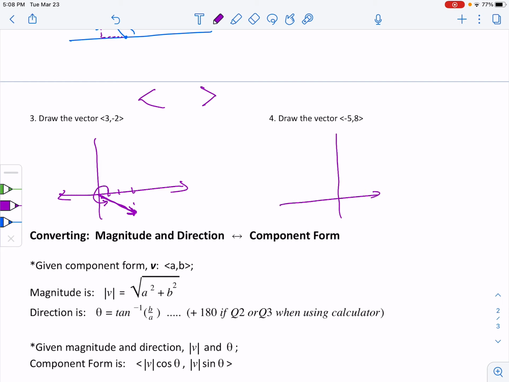This one, the component in the x direction is -5 and up 8. Here's my vector. So here's my angle, and this is the distance. So this is -5, this is 8.